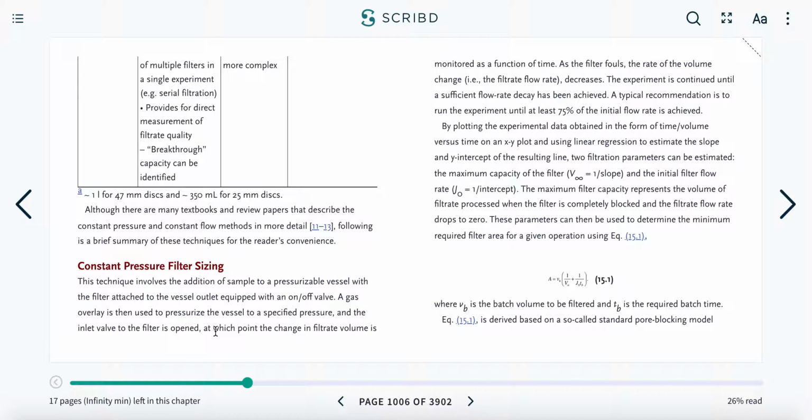A typical recommendation is to run the experiments until at least 75% of the initial flow rate is lost. By plotting the experimental data obtained in the form of time over volume versus time on an x and y plot, and using linear regression to estimate the slope and y-intercept of the resulting line, two filtration parameters can be estimated: the maximum capacity of the filter and the initial filter flow rate. The maximum filter capacity represents the volume of filtrate processed when the filter is completely blocked and the filtrate flow rate drops to zero. These parameters can be used to determine the minimum required filter area for a given operation using this equation.